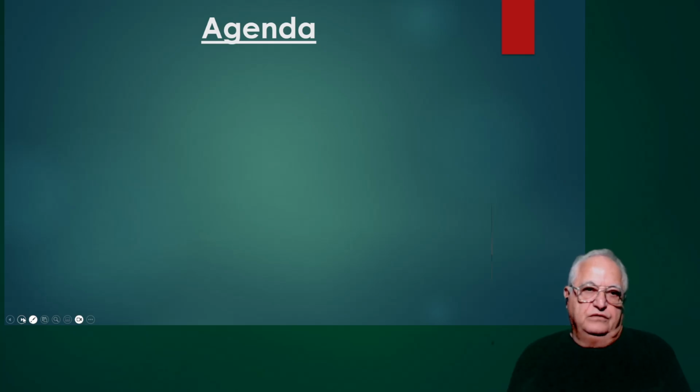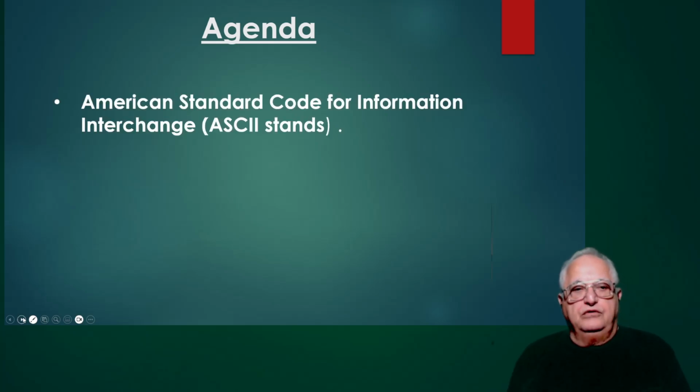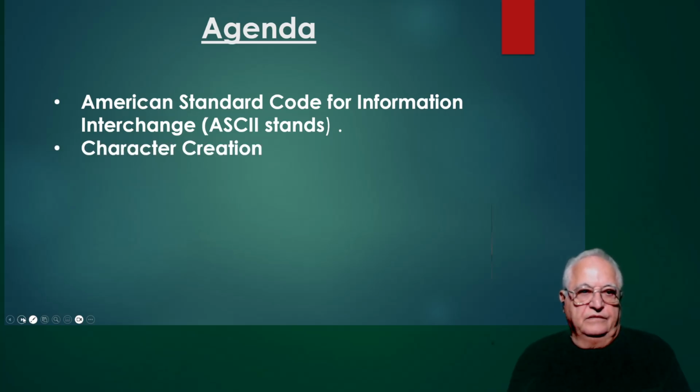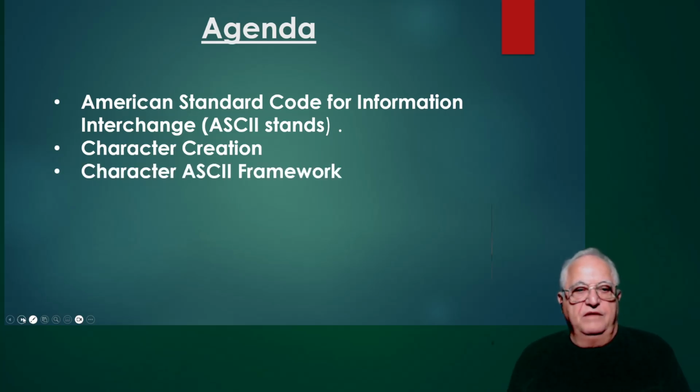The agenda for today is as follows. First, we're going to talk about the American Standard Code for Information Interchange, which is the ASCII standard. Next, we're going to talk about character creation, how we go about creating characters that can be displayed. And finally, we're going to create our framework of characters.